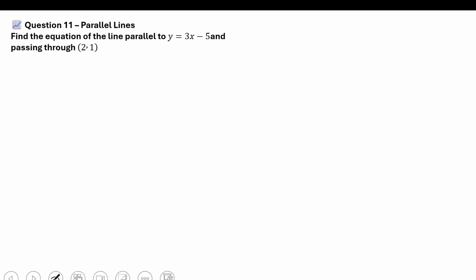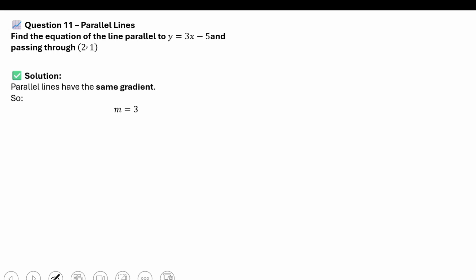Parallel lines. So find the equation of the line y parallel to y is equals to 3x minus 5 and passing through 2 and 1, coordinate 2 and 1. Okay, so first of all, the equation of the line parallel, there's a condition for parallel lines. The gradient of the two of them are the same, right? So parallel lines have the same gradient.